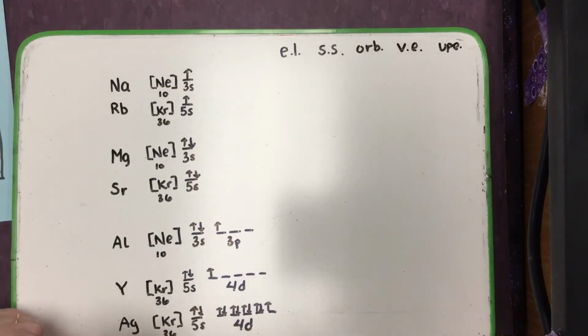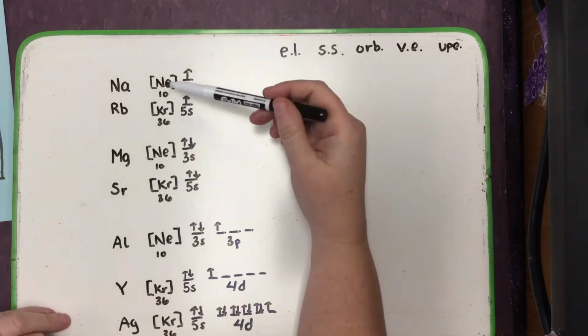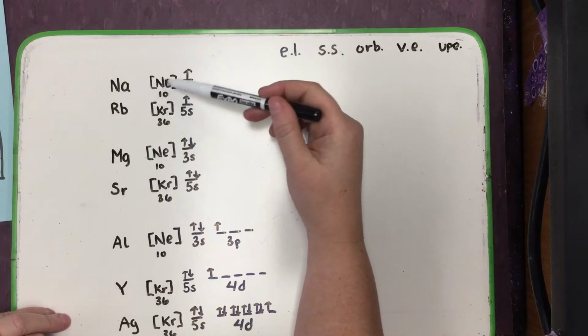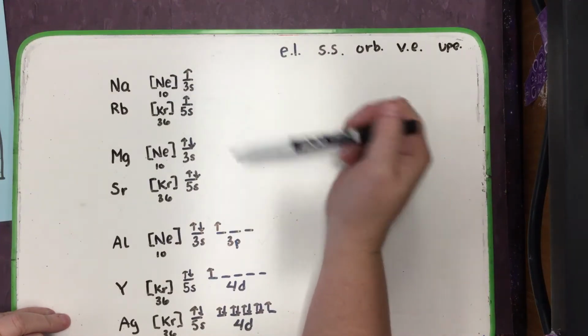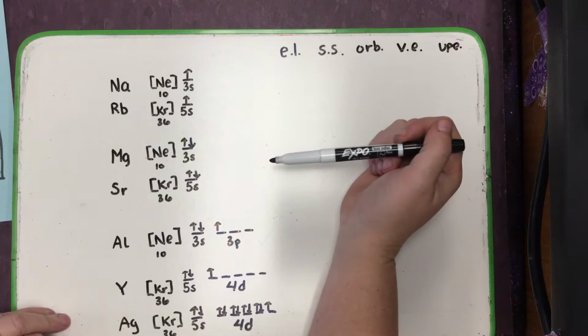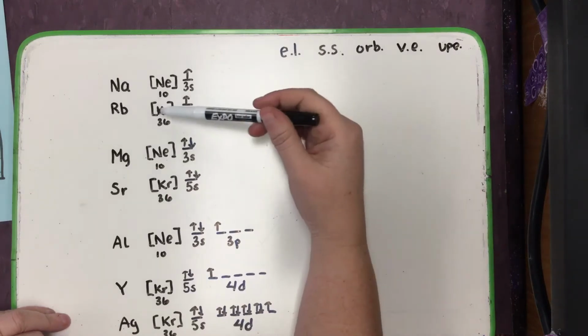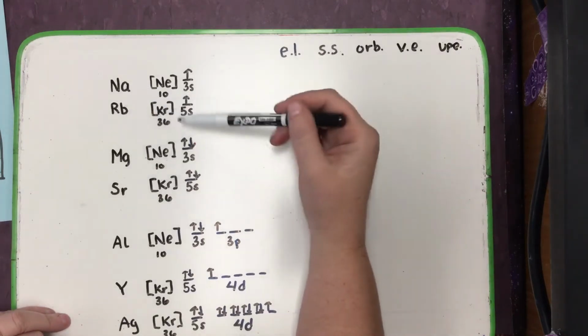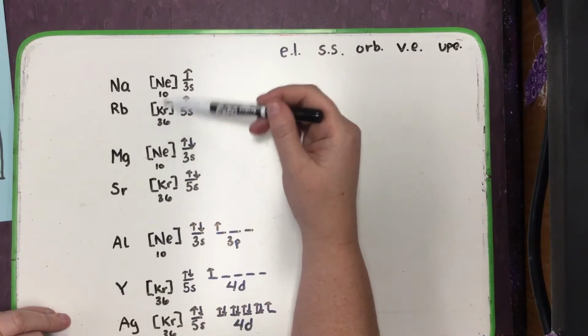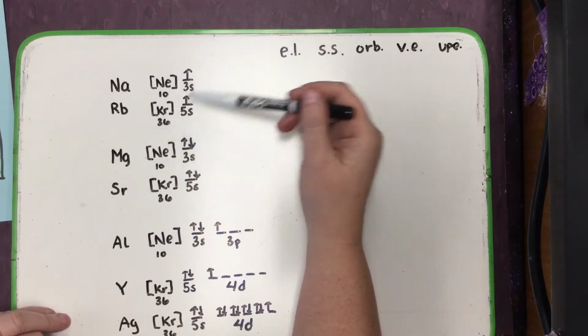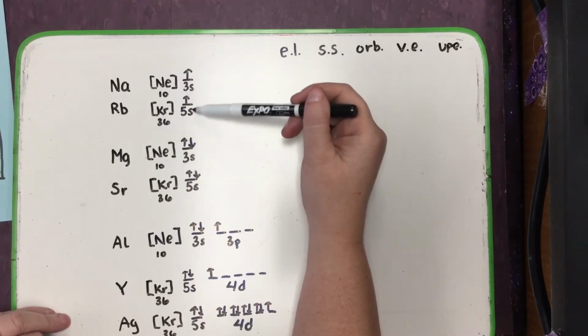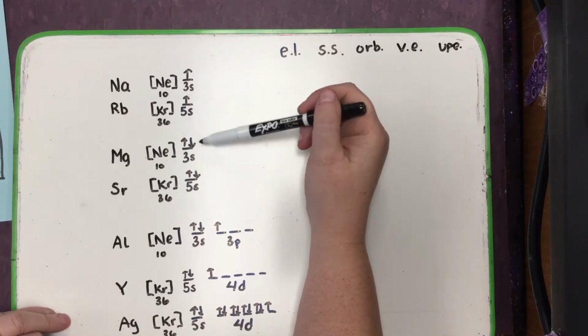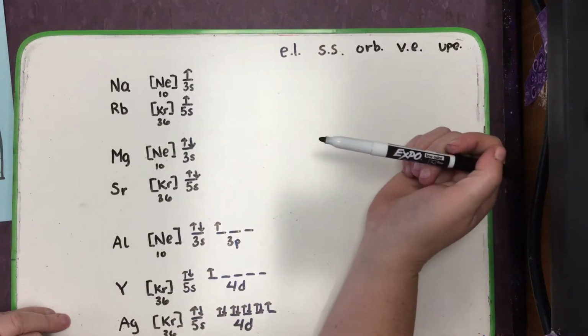So the first one that I asked you to draw out was sodium, and for sodium you should have had that there were 10 electrons inside of neon and then 1 electron in the 3s subshell. Rubidium looks fairly similar. We've got krypton instead of neon as our noble gas, but again we only need one more subshell, 5s instead of 3s, and there's 1 arrow in it.